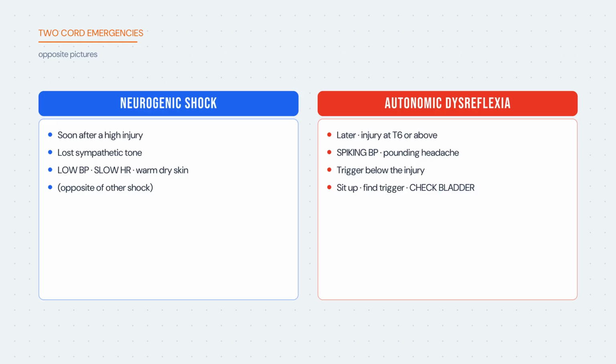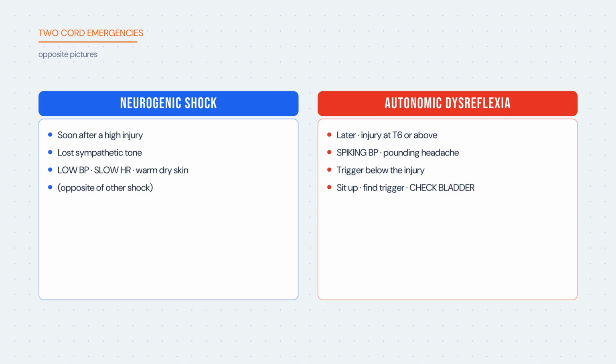2 cord emergencies you must separate. Neurogenic shock, soon after a high injury, is the loss of sympathetic tone. Low blood pressure, a slow heart rate, and warm, dry skin, the opposite of the fast heart rate you expect in other shock. And autonomic dysreflexia, later, in injuries at T6 or above, is the reverse. A dangerous spike in blood pressure with a pounding headache, triggered by something below the injury, most often a full bladder. The action is immediate, sit the patient up, and find and remove the trigger.